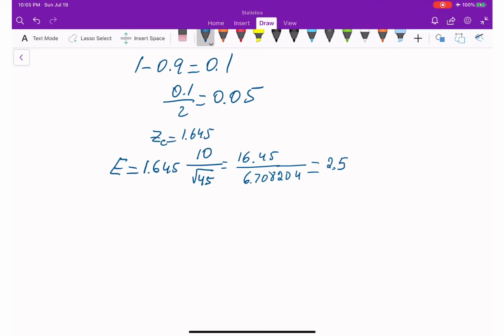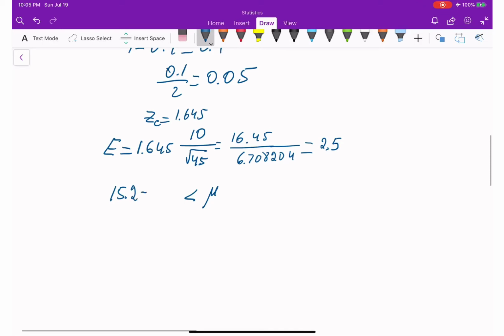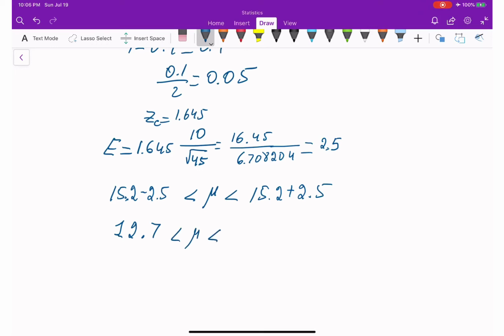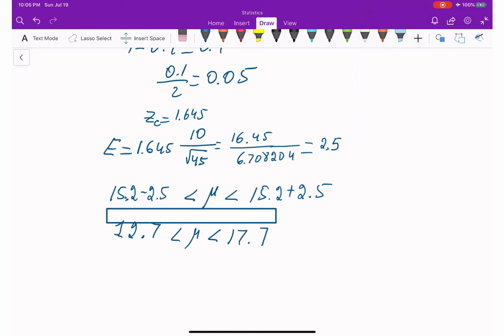So from here, the population mean is equal to x bar, which is 15.2, minus 2.5 and less than 15.2 plus 2.5. And as a result, you are getting 12 minus 5 is 7, 4 minus 2 is 2, and here is 1. So mu is greater than 12.7 and less than, now let's add, 17.7. And this is going to be our confidence interval. Okay.